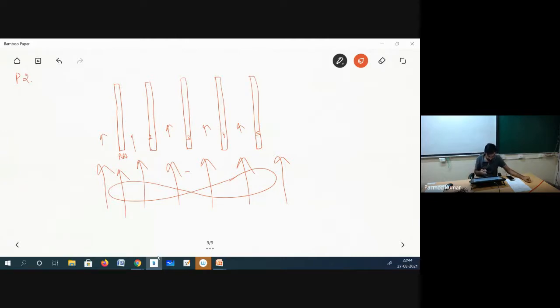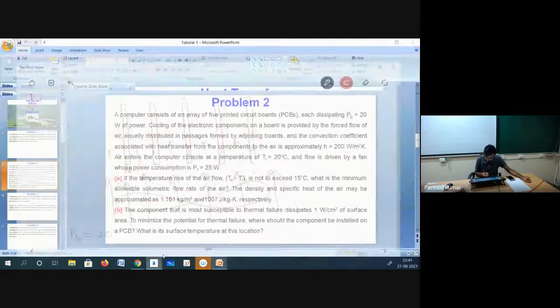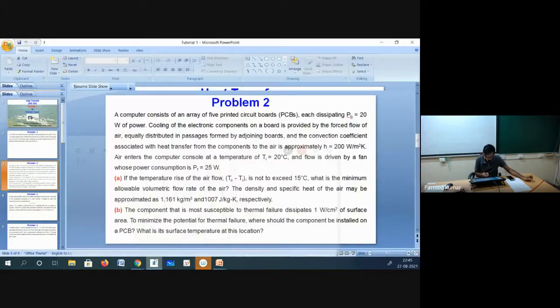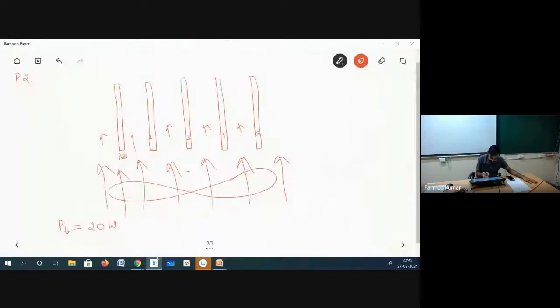Now some of the conditions are given. Can you tell me what the given conditions are? It is given that each printed circuit board is emitting a power of, I think, 20 watt. Yes, so each circuit board is emitting a power of 20 watt. Another condition given is the heat transfer coefficient. When this air is flowing over it, there will be heat transfer between the air and the printed circuit board.